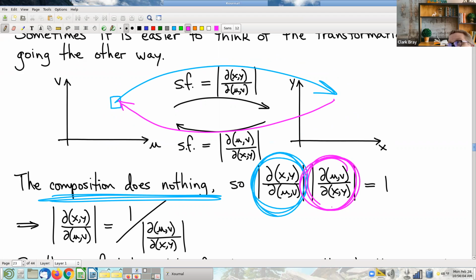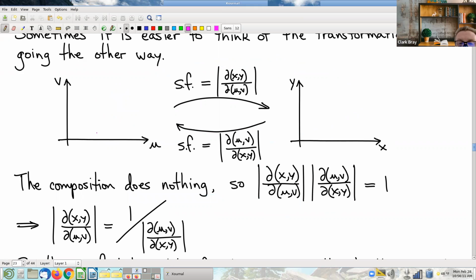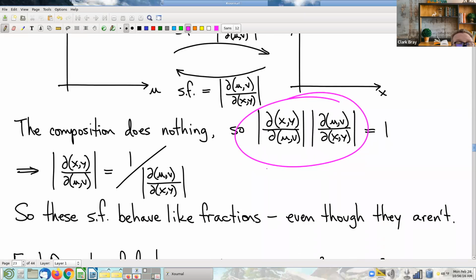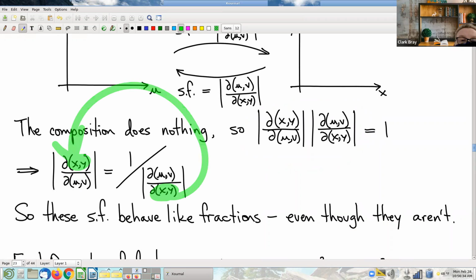So the product of these two stretching factors, since it has to accomplish nothing, has to be 1. Another way to say that is that this is just another example of these things that I have written like fractions. They behave like fractions as well. So the one is the reciprocal of the other, and it looks like we're taking the denominator of my denominator and making it a numerator, and taking the numerator of the denominator and making it a denominator.